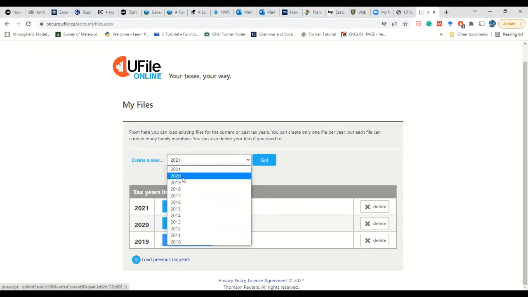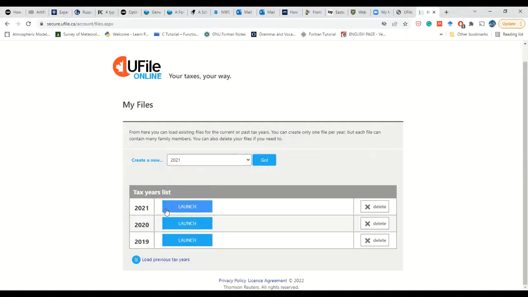You can submit the most recent one at the beginning, and then you can also submit previous years. Once you create a return here, it will appear here. For me, I created it here before, so I'm going to launch it.